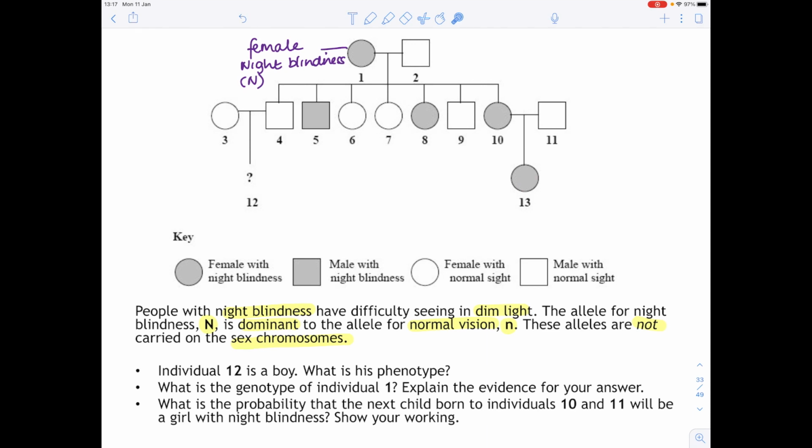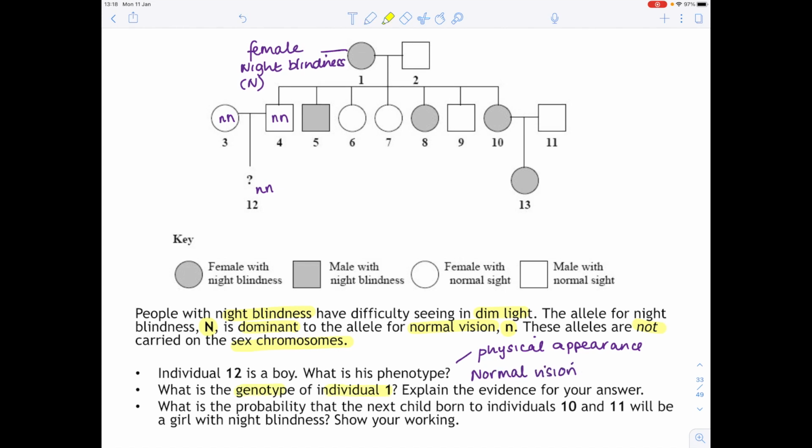So individual 12 is a boy. What is his phenotype? So make sure you remember that the phenotype is the physical appearance. We're looking at this individual here. Because we know that night blindness is caused by a dominant allele, it makes sense therefore that both of these must be lowercase n, meaning that there's no way that individual 12 can have night blindness. So we're going to say that they have normal vision, because remember we're looking at the physical appearance.